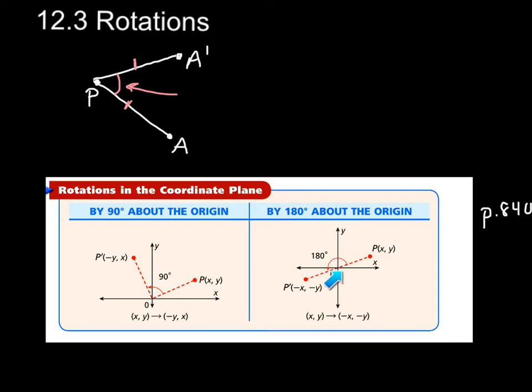If you go 180 degrees, now this way it could go either way, 180 degrees, if you start with x, y, it's going to become negative x, negative y. So the values just take the opposite of them. That's 180 degrees. So these are shortcuts.